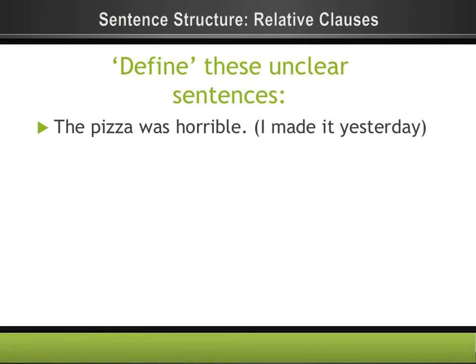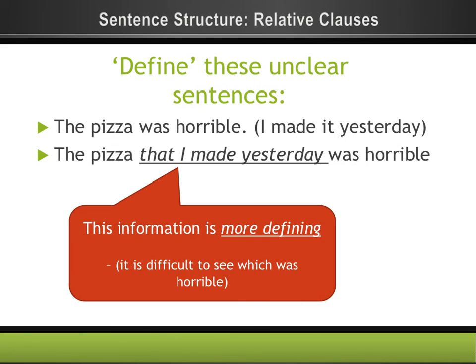Here's another question. How would I define this sentence and join it together and make it complex? Okay, so once again, no name, no comma, and it's a pizza this time. So I would use which or that. And I've used that, but you can totally use which, so if you said which, that's fine. The pizza which I made yesterday was horrible, or the pizza that I made yesterday was horrible.